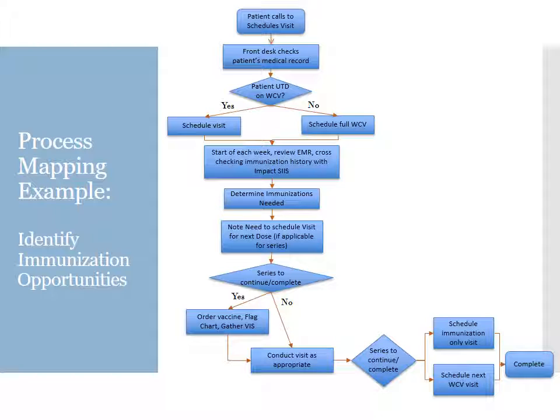They're also noting whether there is a series to continue or complete in that same process and making sure that they have some systems in place to order the vaccine, flagging the chart that they need to continue and provide the next dose for that vaccination, and to have the appropriate vaccination information sheet ready. If they don't have a series to continue or complete, they do the visit as appropriate and provide any other vaccinations that are due. Again, going back to whether or not a series is ready to continue or complete, they need to make a decision about scheduling an immunization-only visit if they do need to complete that series, or just to schedule the next annual well child visit, and then this process is complete.